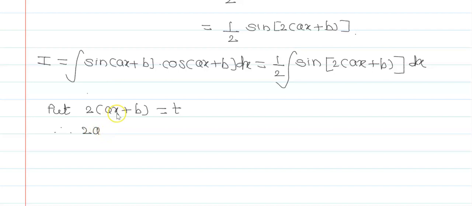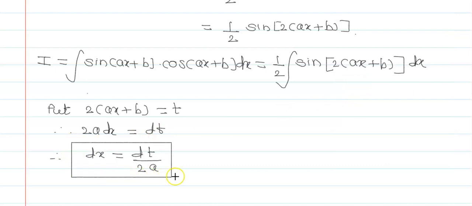And therefore its differentiation: 2a, derivative of x is dx. 2 is a multiplied constant, and 2b is a constant, its derivative is 0. This is dt, and we require only dx. Therefore, we can write here dx is equal to dt upon 2a. This is important. Now substitute the values here.